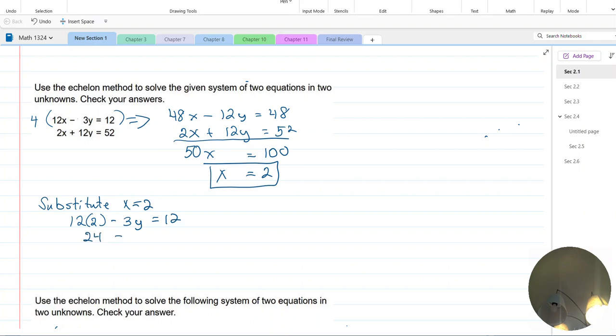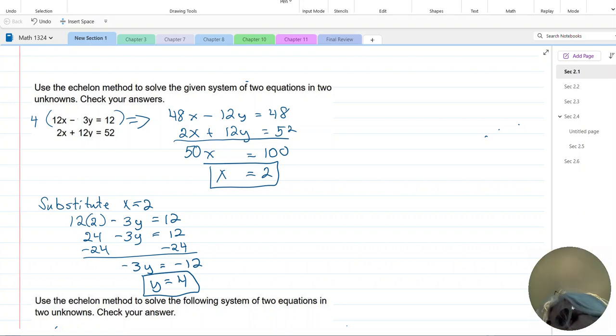24 minus the 3y equals 12. I subtract the 24, and negative 3y is equal to negative 12. Y then is positive 4, because negative 3 times a negative 4 will give us a negative 12.